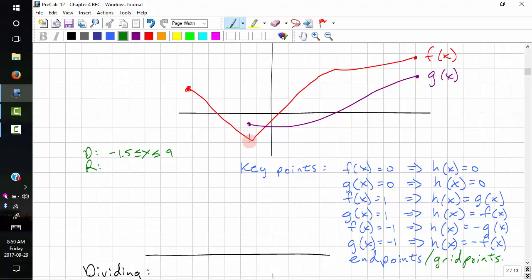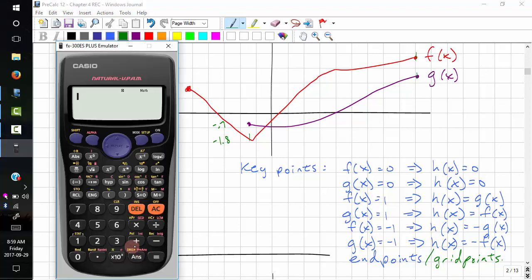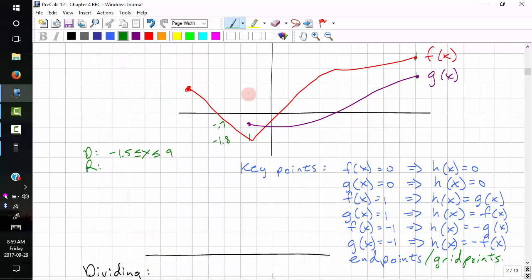So we start at the endpoints. We have negative 0.7 times negative 1.8. And we'll bring up a calculator. I know it's going to be positive, so I'm just going to leave out the signs. And that's roughly 1 1/4.